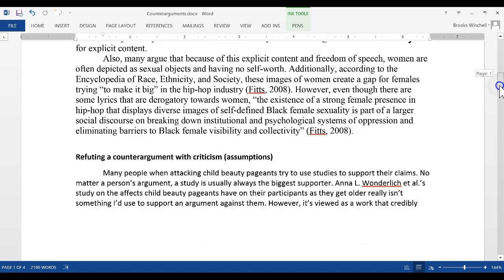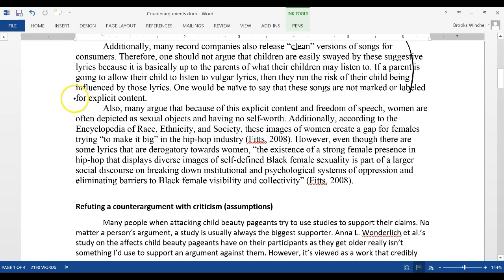music with explicit lyrics. Here's another counterargument. Also, many argue that because of explicit content and freedom of speech, women are often depicted as sexual objects and having no self-worth. Additionally, according to Encyclopedia of Race, Ethnicity, and Society, these images of women create gaps for females trying to make it big in the hip-hop industry. So here she actually cites a source, Fitz, who says that hip-hop might sexualize women and prevent them from making it big in the hip-hop industry.